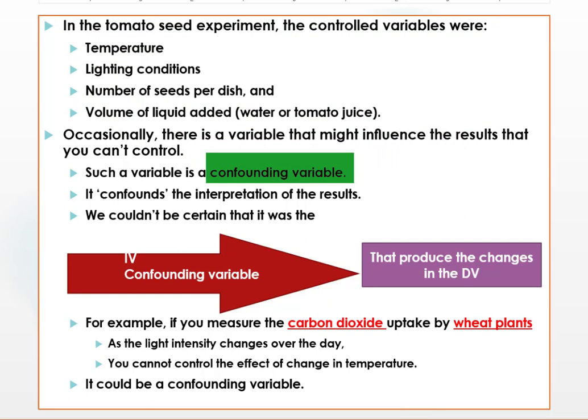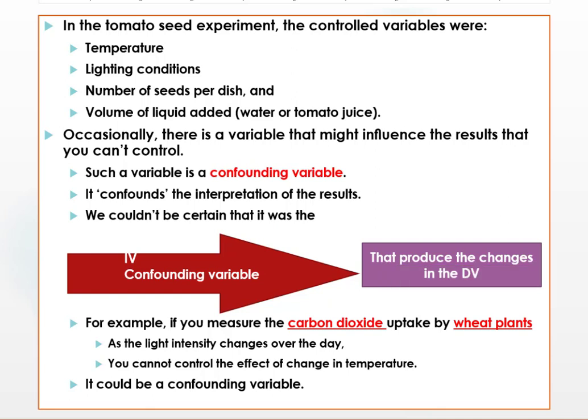Occasionally there is a variable that might influence the results that we cannot control. These variables we call confounding variables. A confounding variable confuses us in interpreting the results in a correct way. In this case, we couldn't be certain whether it was the independent variable or the confounding variable that produced changes in the dependent variable.